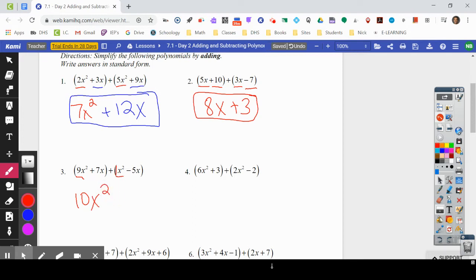And then I also have some other like terms that I can combine here, right? I have a 7x and a minus 5x, so I can combine those together because those are like terms. 7x minus 5x is going to give me a positive 2x. And these terms cannot be added together because this is an x squared term and this is just an x term. So this is my final solution, and it is written in standard form because my highest exponent term is first.